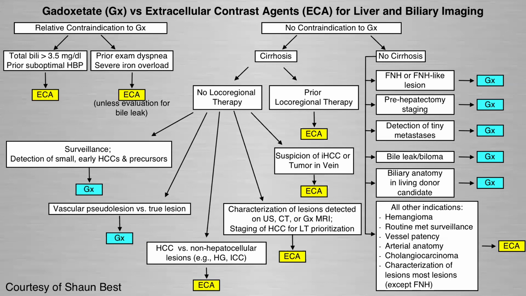So if I'm trying to differentiate HCC from hemangioma or HCC from cholangiocarcinoma, I give an extracellular agent. Or how about this one? If I detect a lesion on ultrasound, CT, or a previous MRI, and I'm trying to stage the cancer, trying to figure out which of these lesions are cancers, then I use an extracellular agent. So for some of you, this might be a little over your head. For some of you, this might be more practical, but this is the decision tree that I use. And I think this is posted in our reading rooms. If it's not posted, then we just need to reprint it and we can post it.